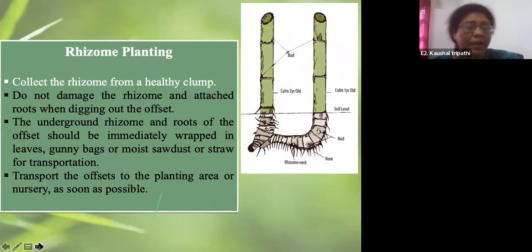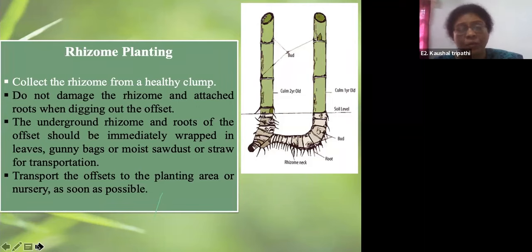When we are collecting rhizomes or offsets, they should be collected from healthy clumps, and care should be taken that there is no damage to the rhizomes, and also no damage to the roots which are attached to the rhizome. The underground rhizome and roots of the offset should be immediately wrapped in leaves or gunny bags or moist sawdust or straw for transportation.